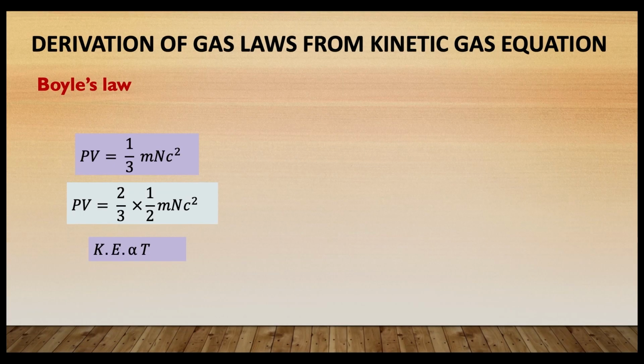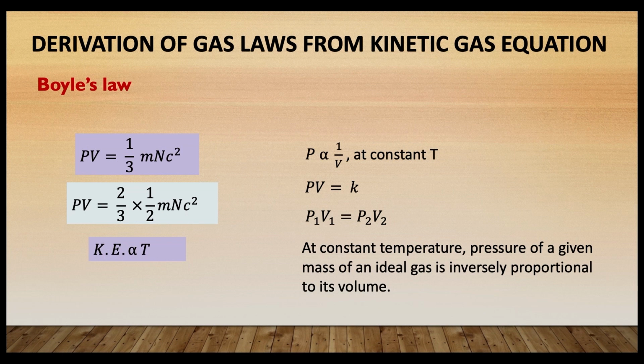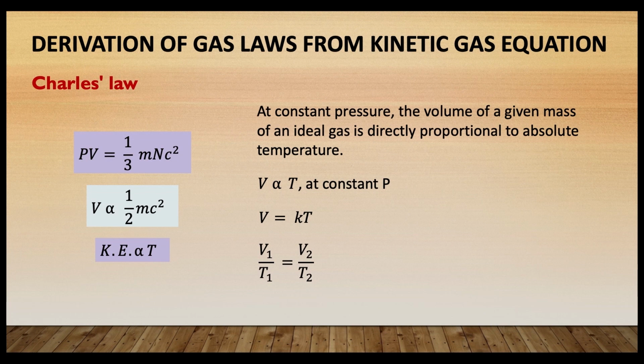The kinetic gas equation may be written as PV is equal to 2 by 3 into 1 by 2 mnc square. If a definite mass of a gas is under consideration, then the number of molecules n of the gas must also be constant. It follows therefore that for a given mass of a gas at a constant temperature, the quantity on the right hand side of this equation must remain constant. Hence, PV is equal to constant. Thus, PV is constant at constant temperature, and this is actually what Boyle's law states.